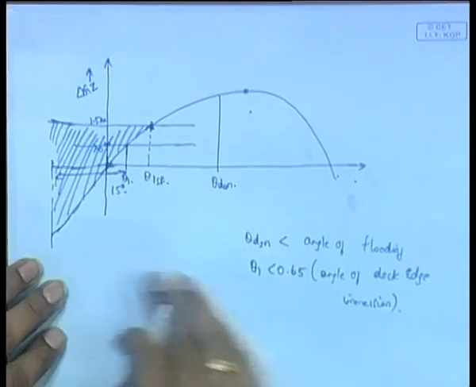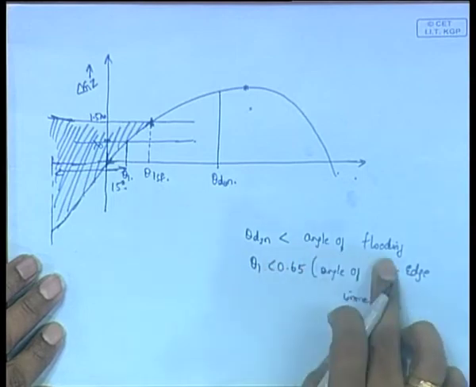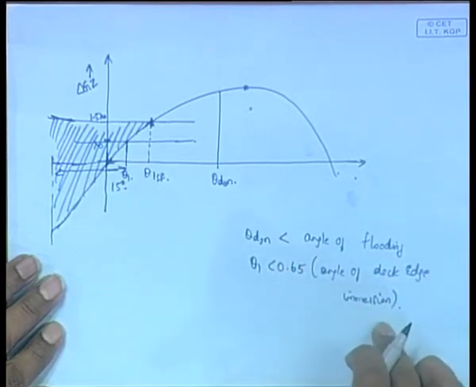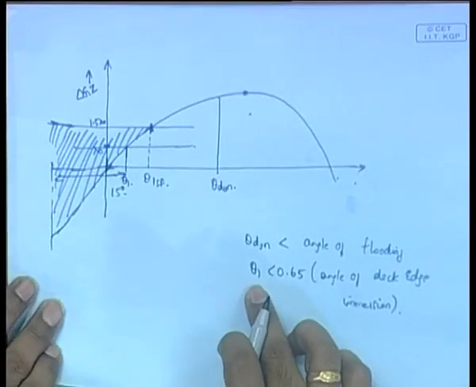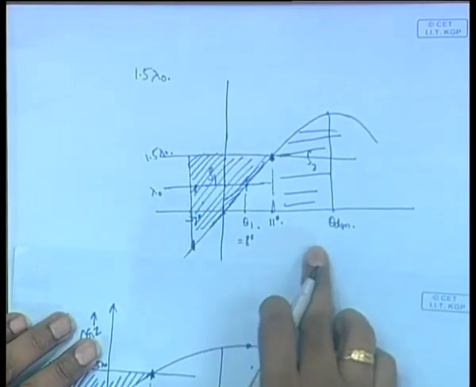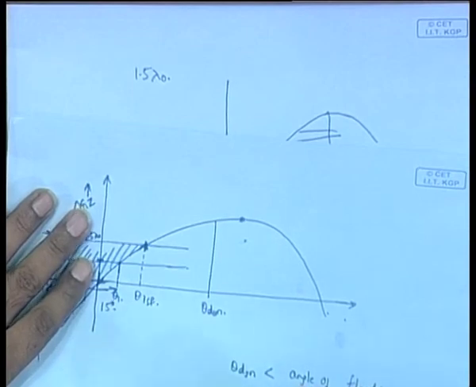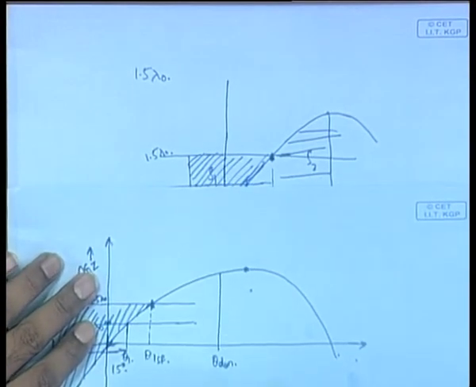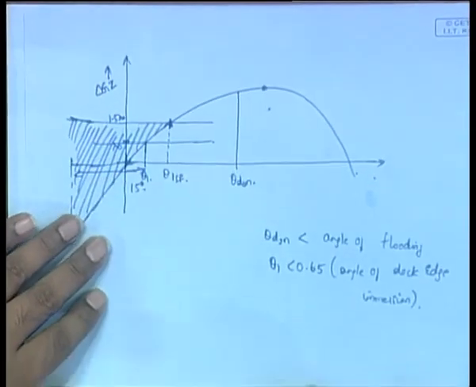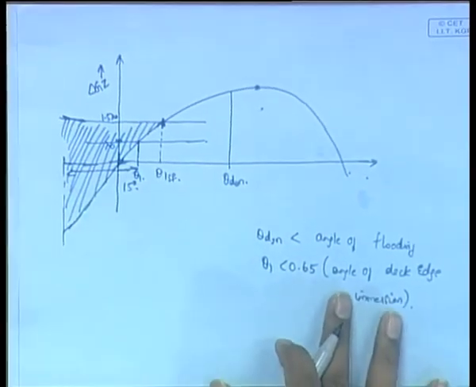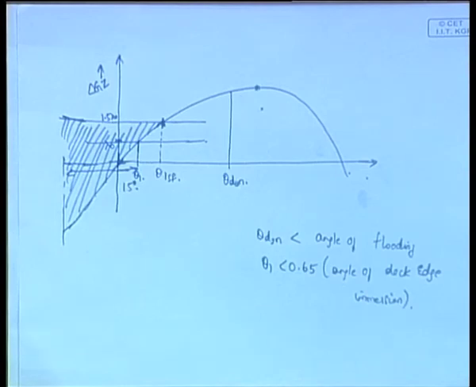So finally you have to do these two checks. The angle of flooding is given, the angle of deck edge immersion is given. So you have your theta 1, which is this, and you have your theta dynamic, which is this. Is theta dynamic less than the angle of flooding? Is theta 1 less than 0.65 times this? So you make these two checks, and in this case it satisfies both the checks, and therefore the ship is stable. Okay. It is a very elaborate process. Know the method properly, just understand that method properly, but I cannot ask any problem on it. So just learn the method. Okay, that is all. Thank you.